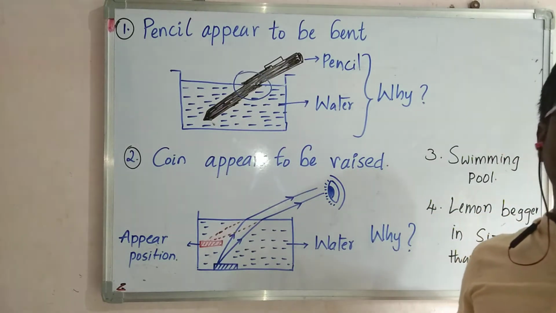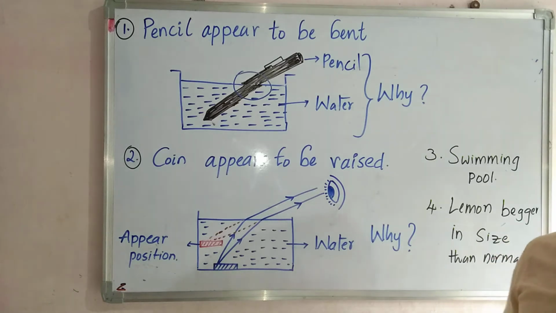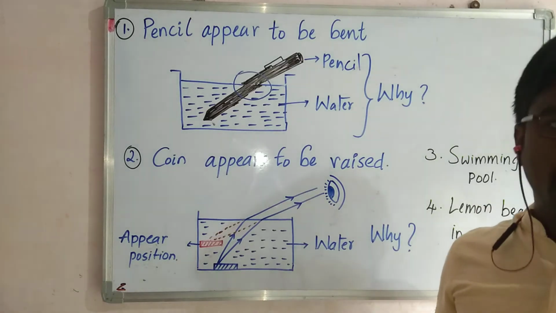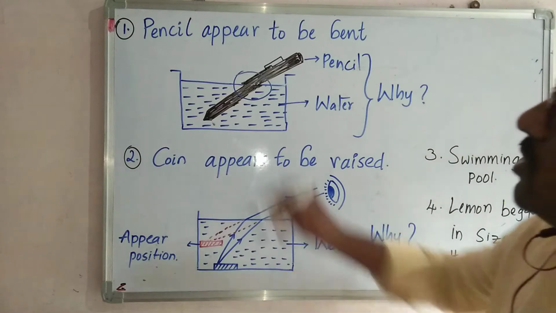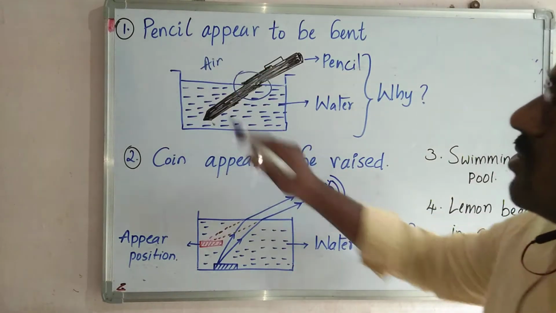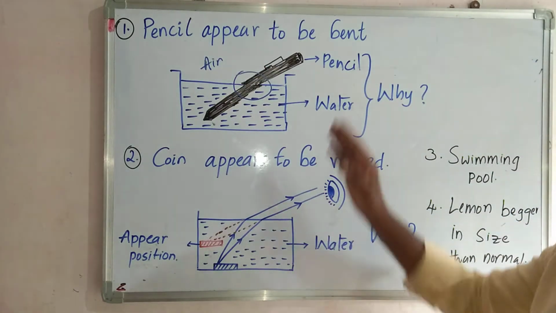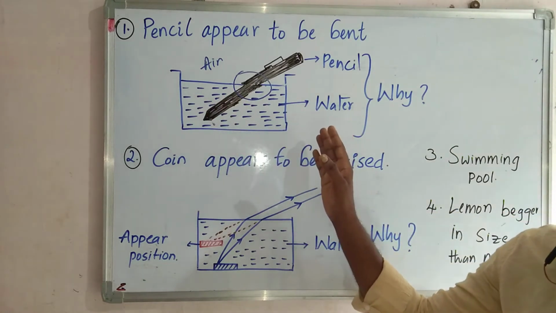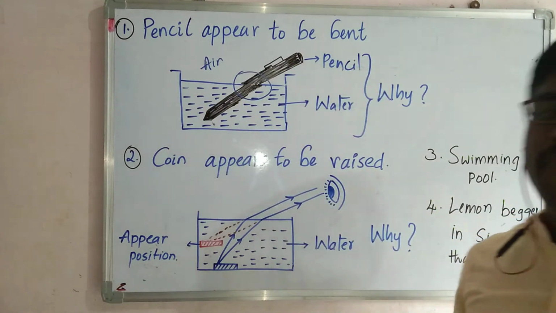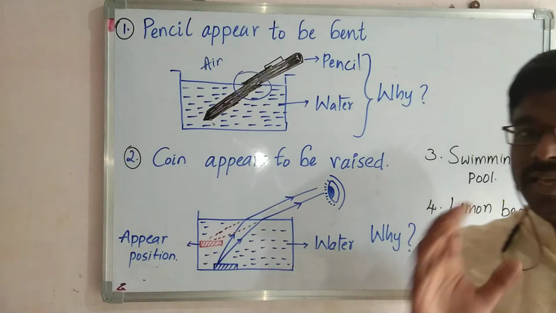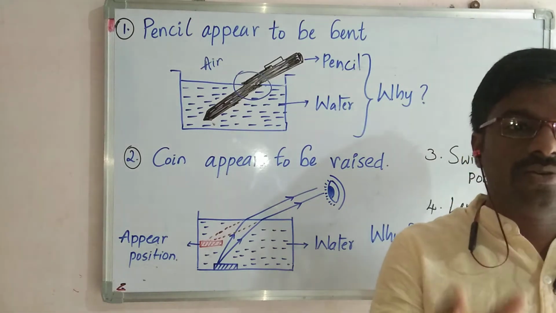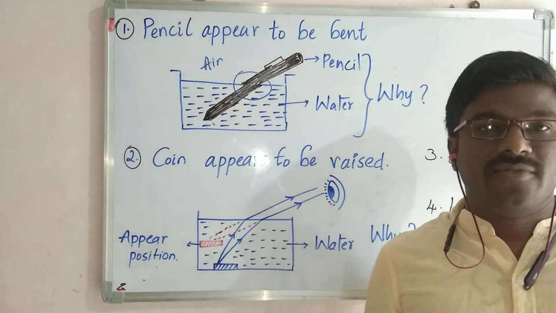the pencil looks bent at the surface of the two media. Above there is air and inside there is water, right? If you observe from any side of this glass tumbler, this pen appears to be bent. I think you have observed this in your life, right?